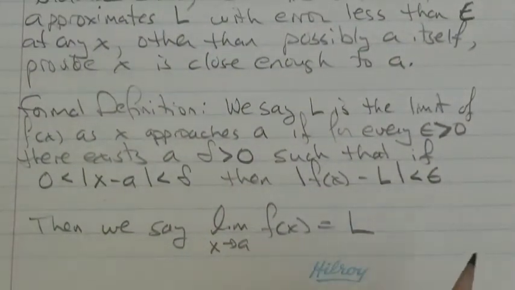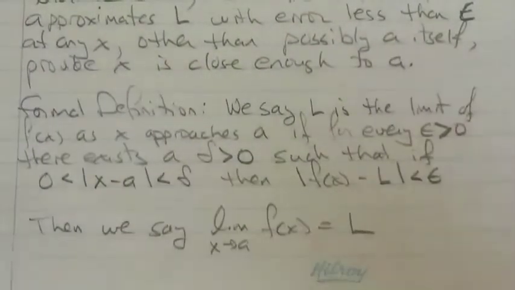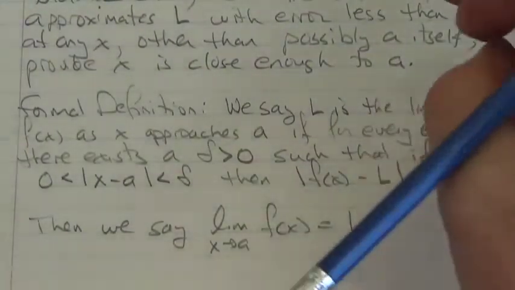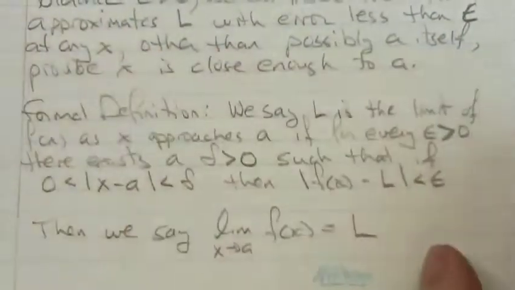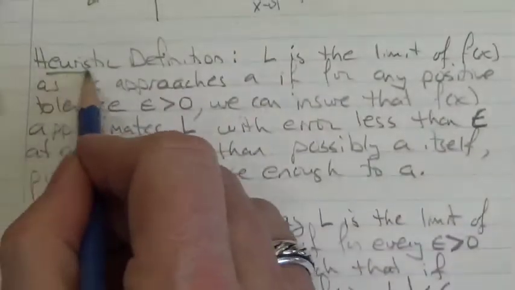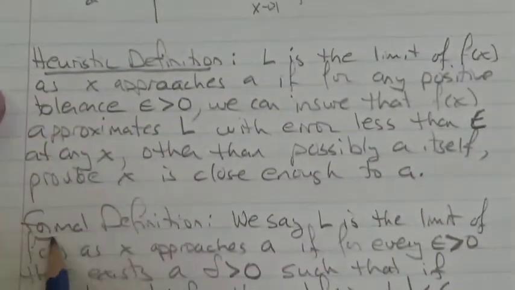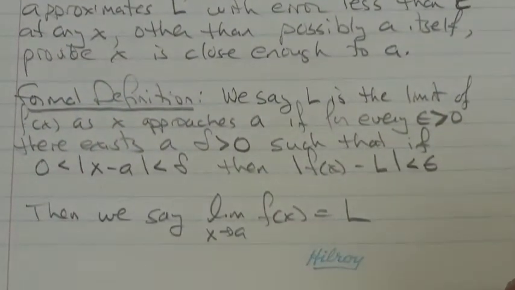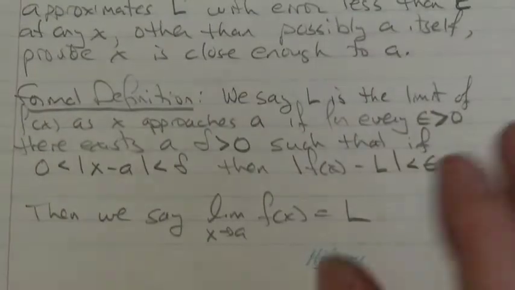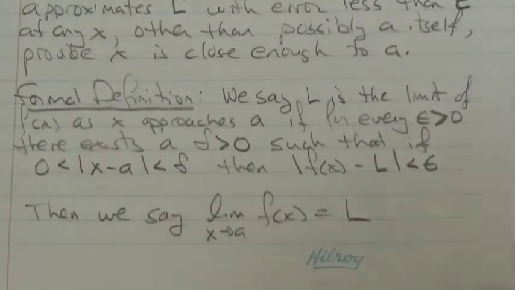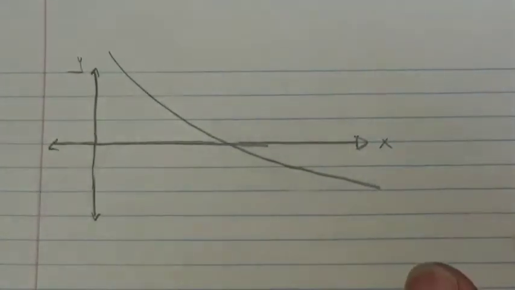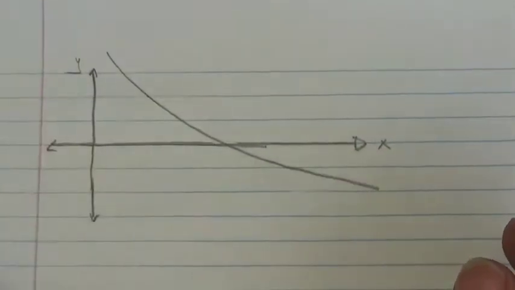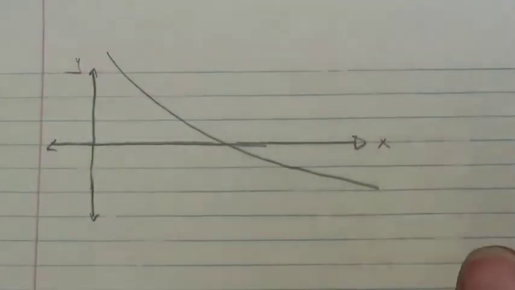Now that probably doesn't make a whole lot of sense. Probably neither does the heuristic definition. However, I have found that once you take a look at the diagram, it's actually not that confusing. It actually makes a lot more sense. So I'll show you the diagram in just a second. Let's have a look at what that formal definition is actually saying about a limit.